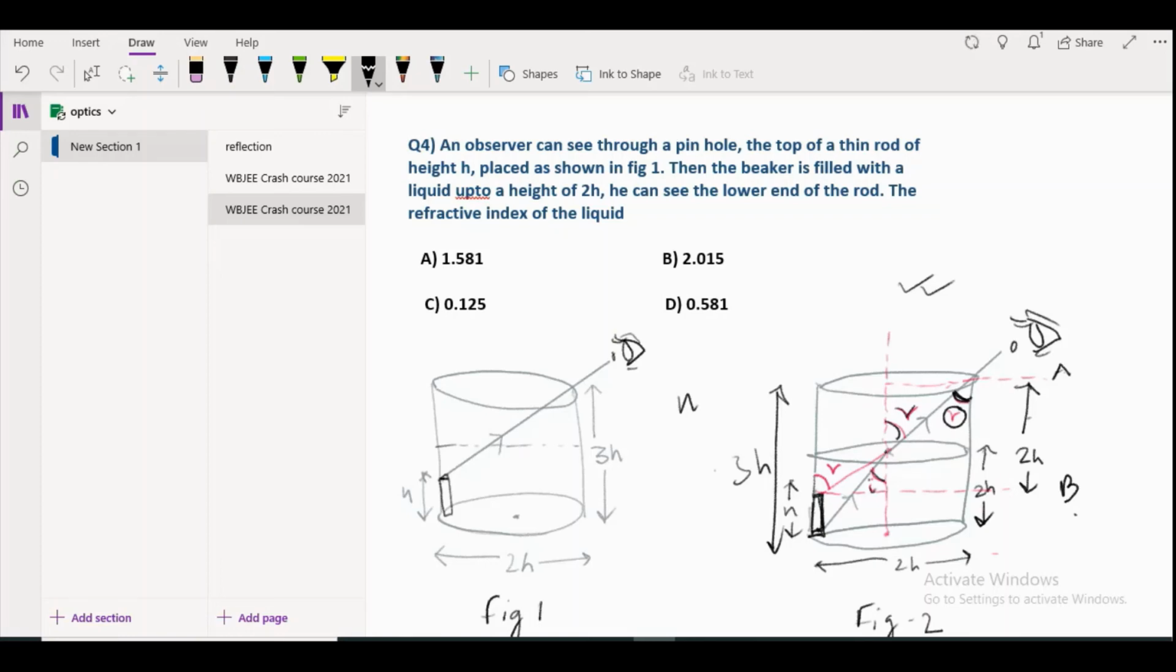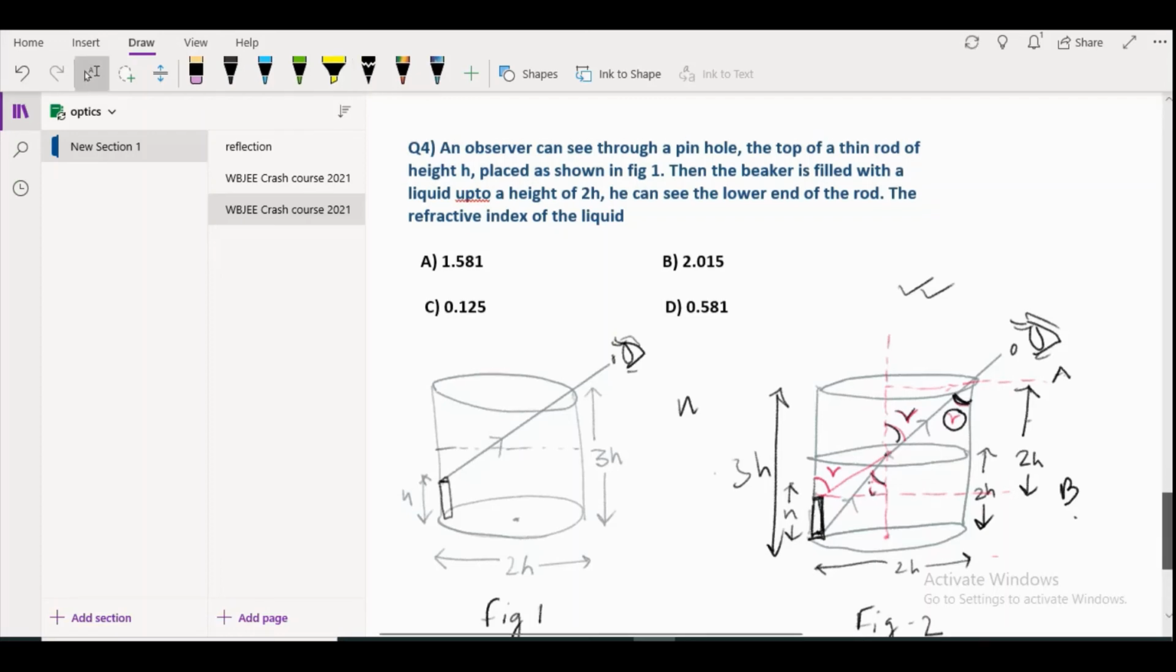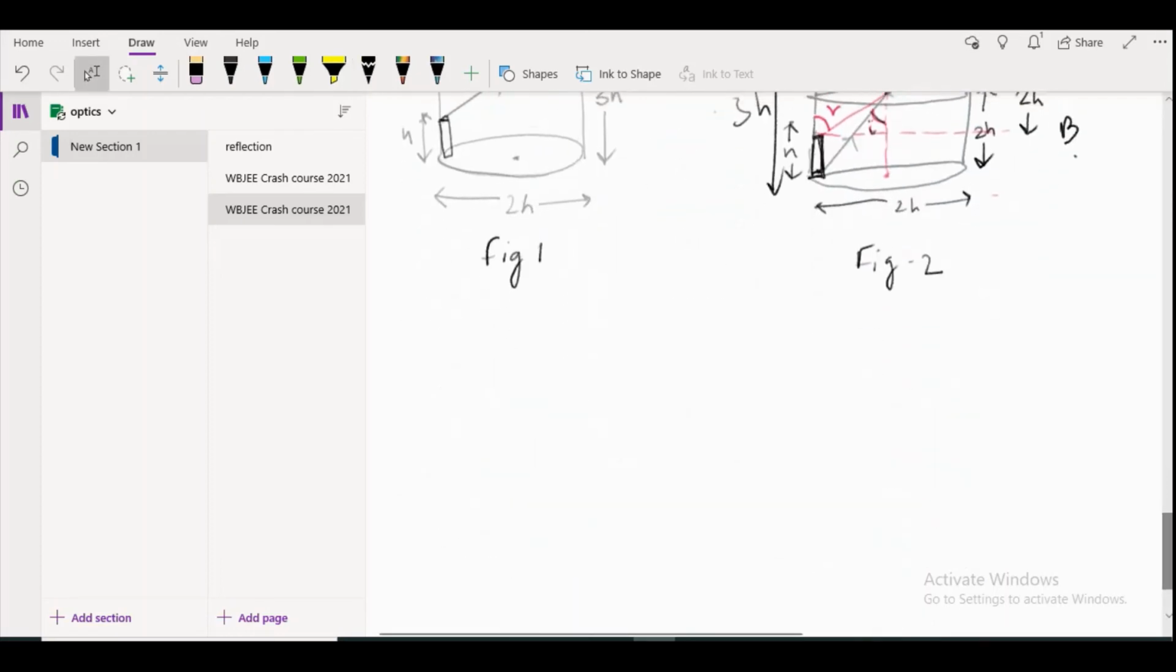Now we can use Snell's law directly. So now putting the Snell's equation, n is the refractive index of the fluid. Since the light ray is passing from the denser medium to the rarer medium, we have to write n sin I equals 1 sin R, which is the air. This is equation number 1.